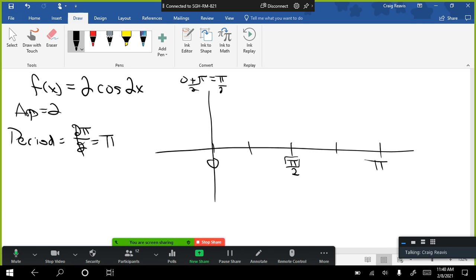How do I find this point? Well, I'm going to average these two. 0 plus pi over 2 equals pi over 2. Now, when you're dealing with fractions, to me, it's easier, instead of dividing by 2, would everybody agree that dividing by 2 is the same thing as multiplying by a half? I get what? Pi over 4. So this point is pi over 4.